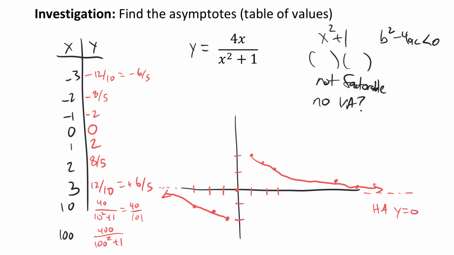So, this middle part's kind of weird, but just ignore that for right now. It looks like y=0 would be the asymptote. Let's take a look here at Desmos.